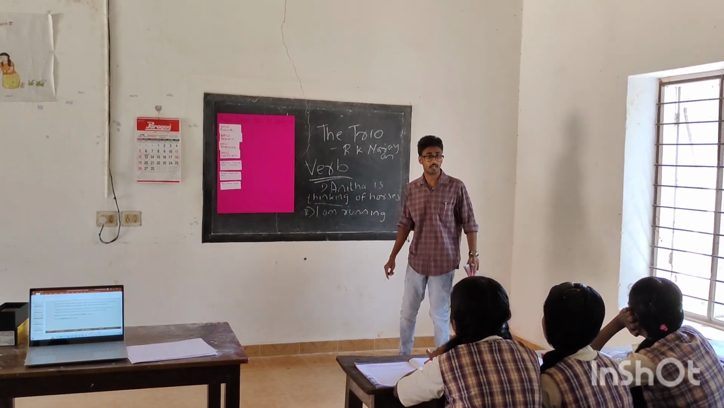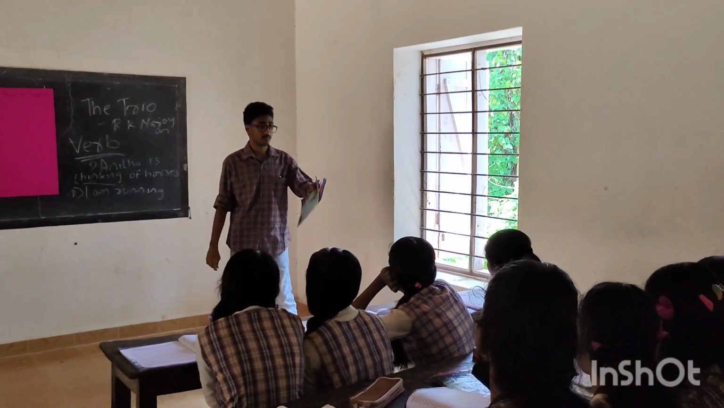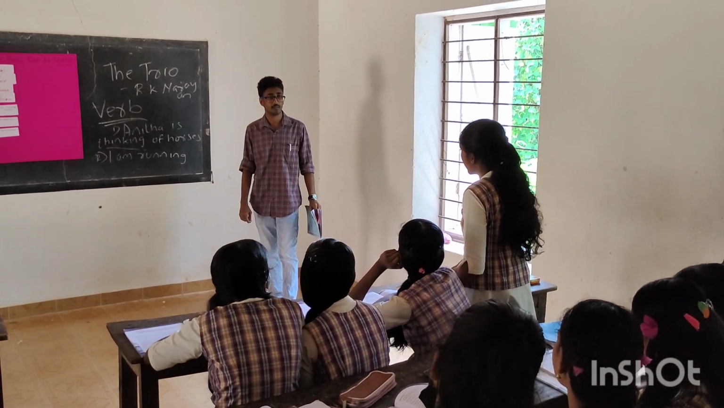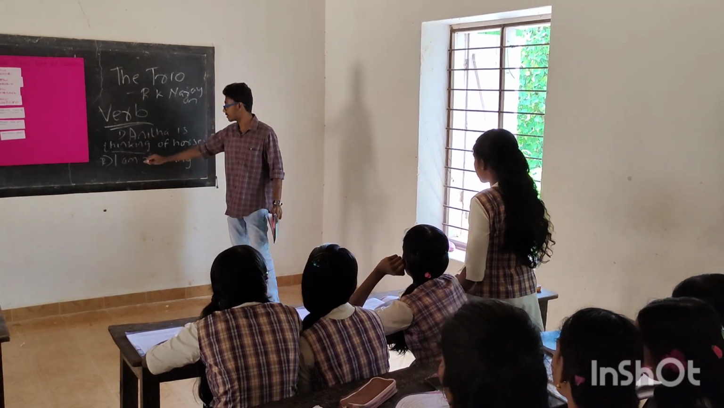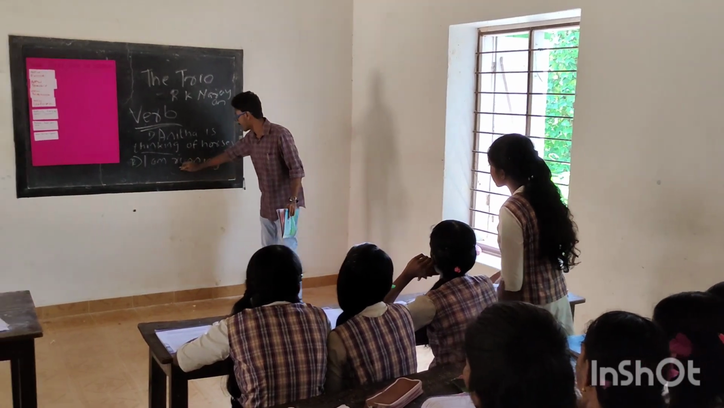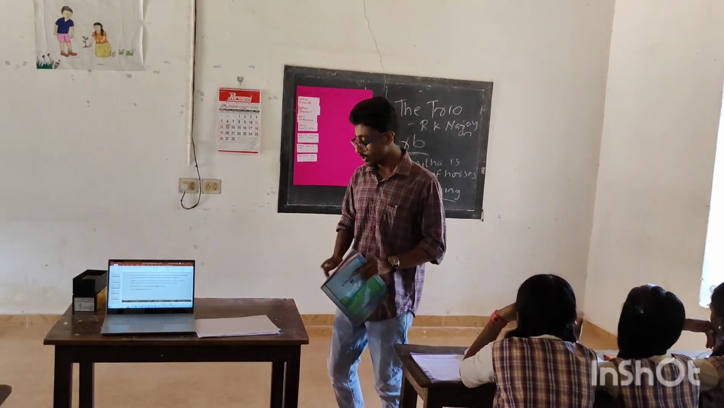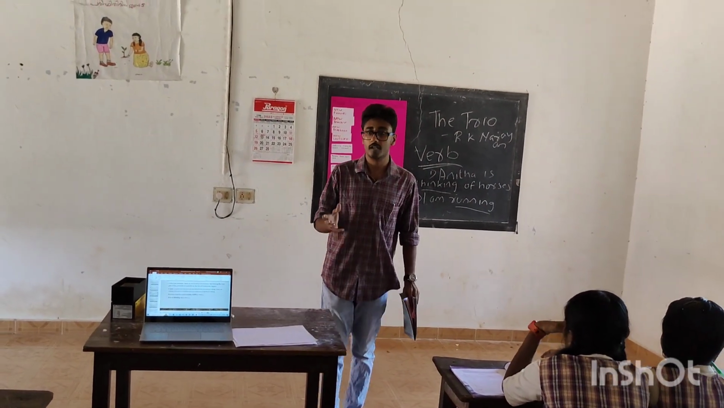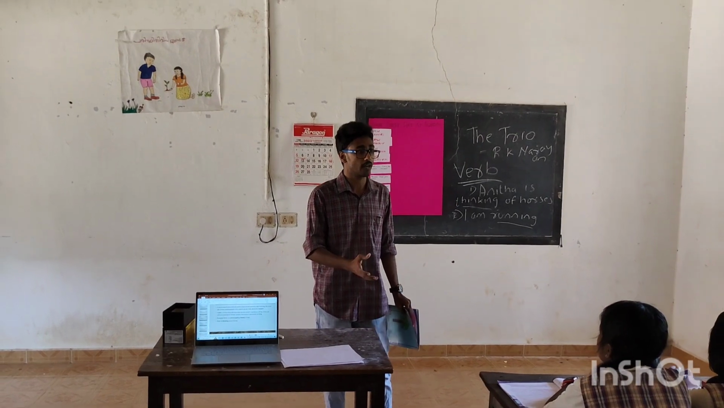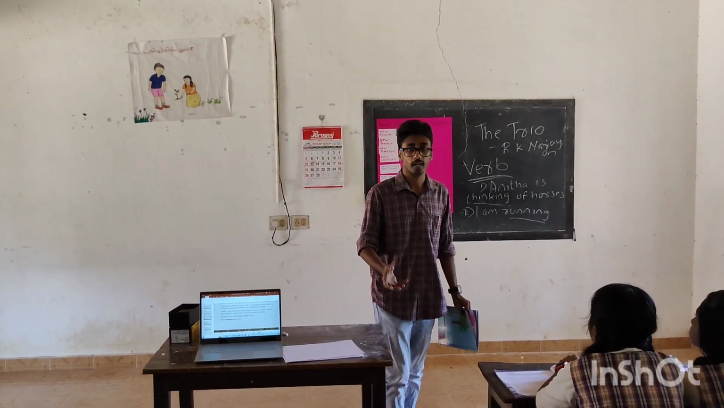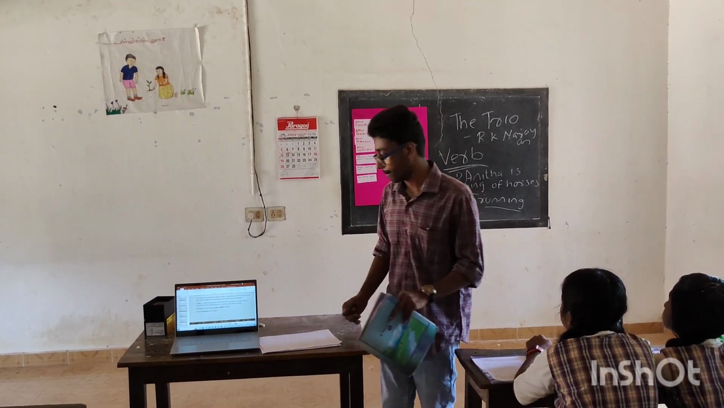What's the verb here? Okay, can you say? What's the verb in this sentence? Okay, running. Very good. Give her a big clap. So, verb is a word that describes an action or an activity. I think you understood the concept, right? Okay. Shall we move on to the next part?